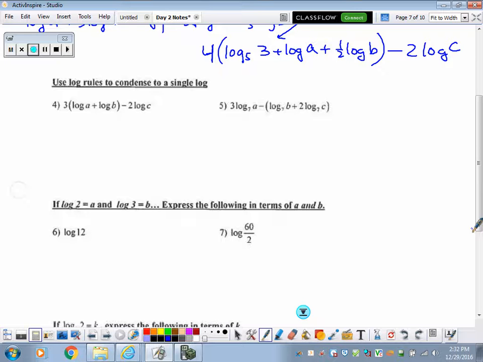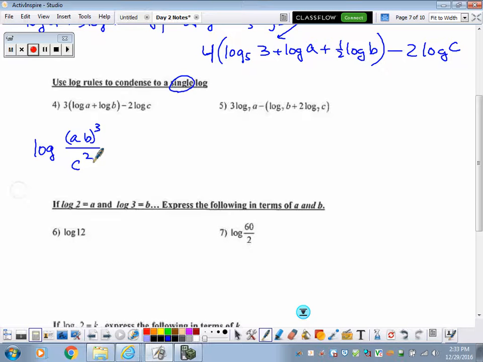So for number 4, I see a subtraction, so I know there's going to be a division, and it's a single log. The numerator consists of an a times b, and the 3 out in front means that the entire product, a times b, is raised to the 3rd power, and my denominator is c squared.